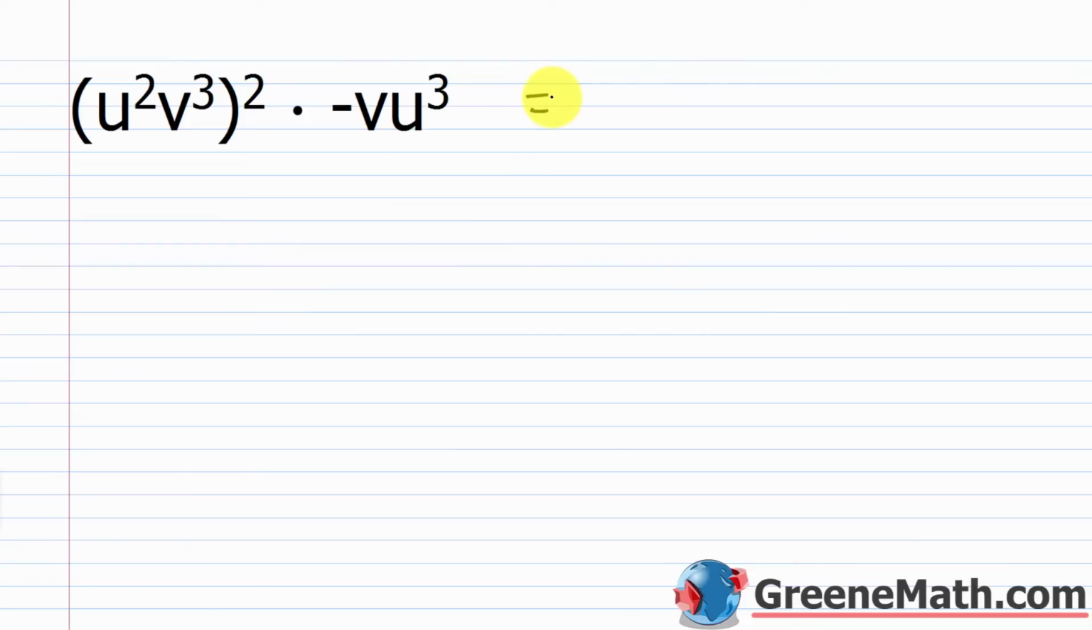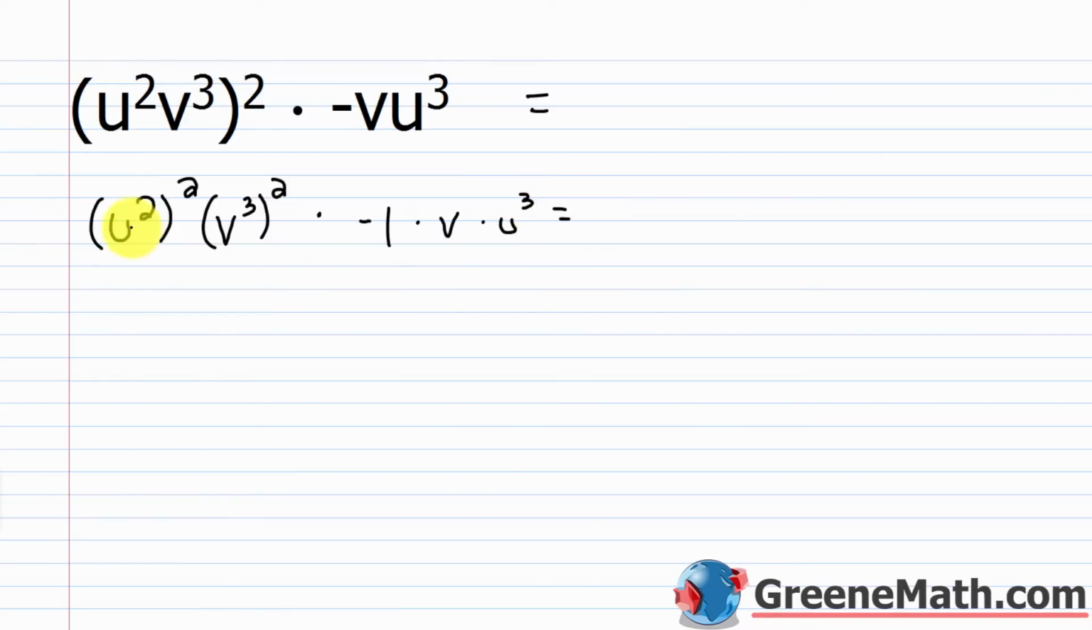Okay, so let's work on this first. So power to power rule. I have u squared that's being squared. So u squared being squared, and we can write it like this to start to just make it clear. Then we have times v cubed, and that's being squared. We're multiplying it by, I have a negative out in front. So I can keep that as a negative out in front, or to make it clear, I can just write negative 1 times v times u cubed.